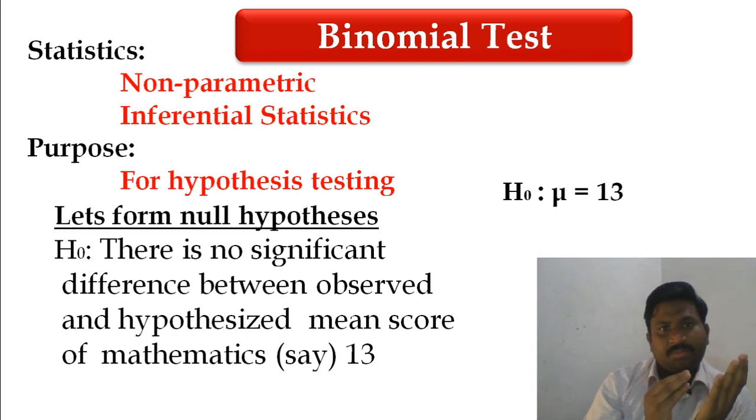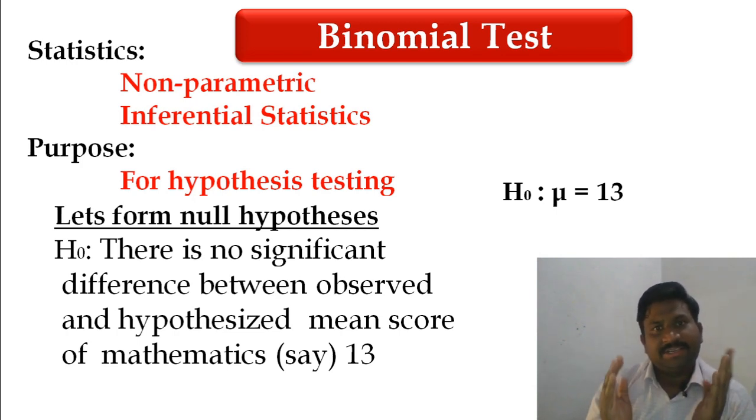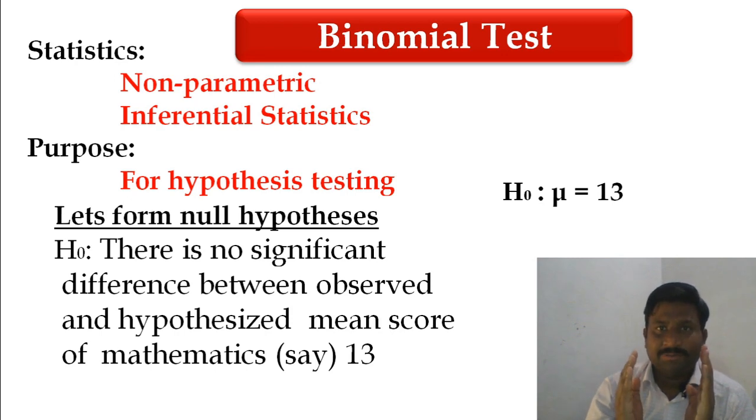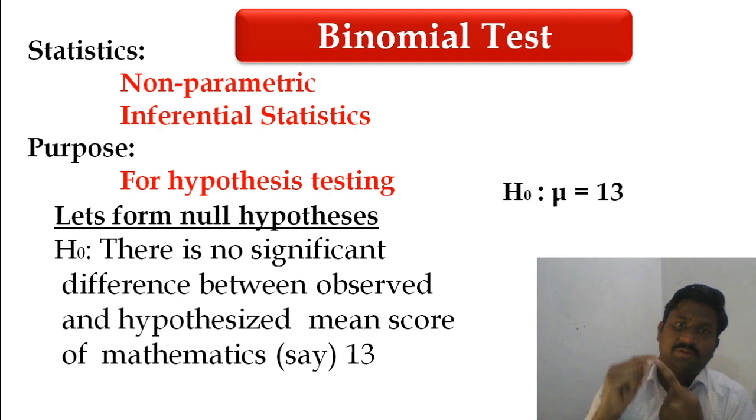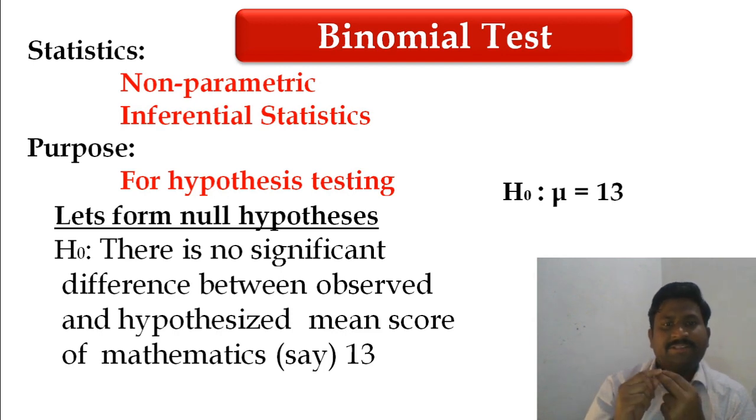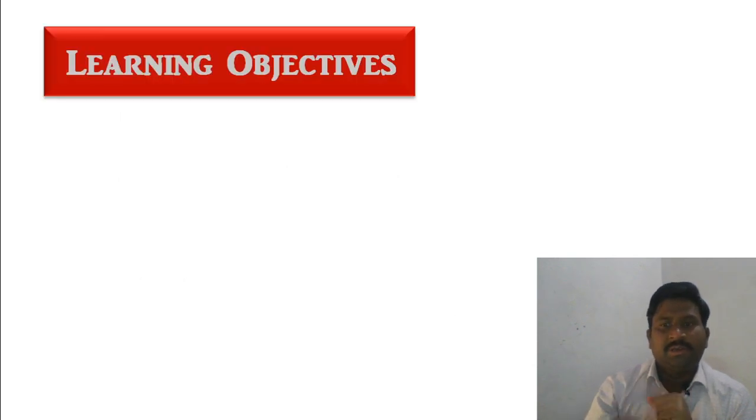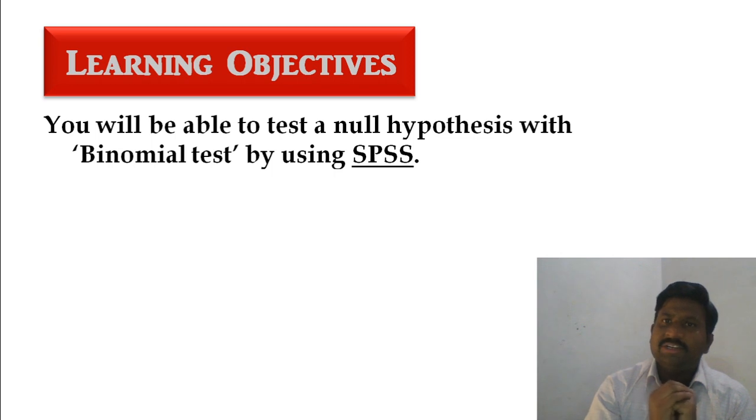As it is a replacement of the one sample t-test, it also tests the significance of mean difference. So there are two means. First is the observed mean, observed from the sample. And second is the hypothesized mean, or it may be the population mean, or some standard value. So let us see how to calculate the binomial test. The learning objective of this video is that you will be able to test a null hypothesis with the binomial test by using SPSS.